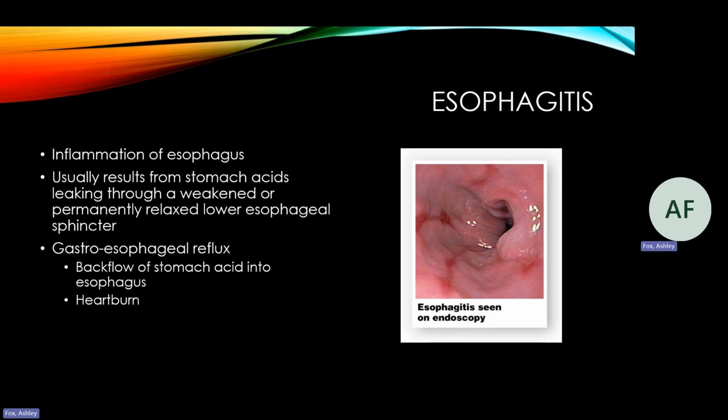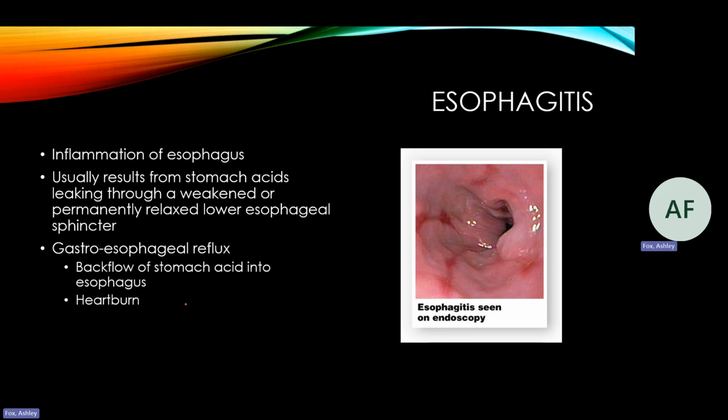Esophagitis, anytime you have an itis, it's inflammation. So esophagitis is inflammation of the esophagus. Usually, again, it's from stomach acids leaking through the lower esophageal sphincter or the diaphragmatic constriction, and it comes into the esophagus. So remember, the stomach is able to handle the pH, the esophagus isn't. It can never handle a constant supply of really low pH material. So you get gastroesophageal reflux.